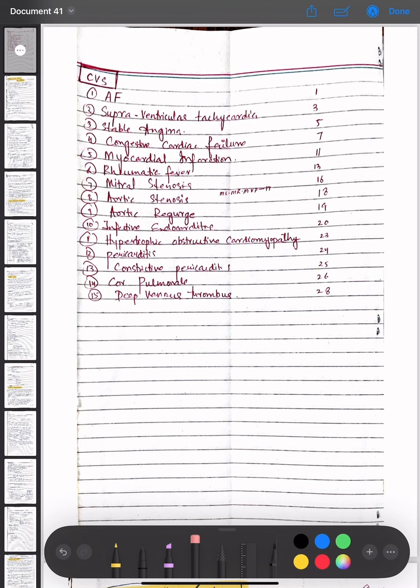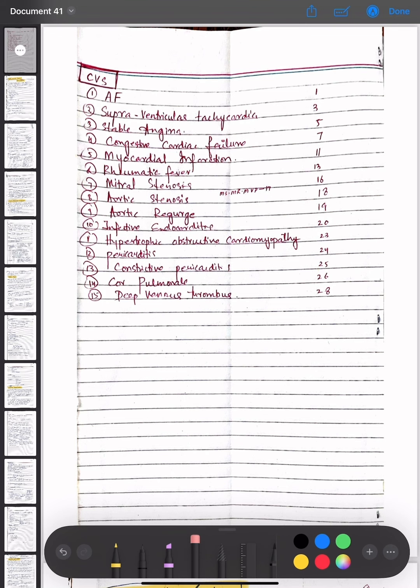So we will start it from the CVS. We will divide the medicine subject broadly in two sections, that is medicine A and medicine B. In medicine A, we will discuss the CVS, the pulmonology, the endocrinology, the rheumatology, the CNS and the psychiatry unit, and the rest of the units will be discussed in medicine part B. So today we are starting medicine part A, and the first unit that we will be discussing is CVS.